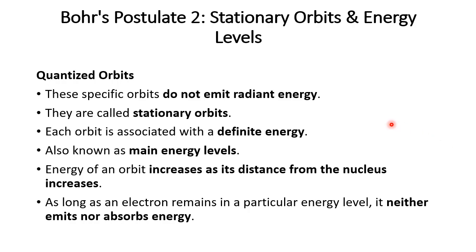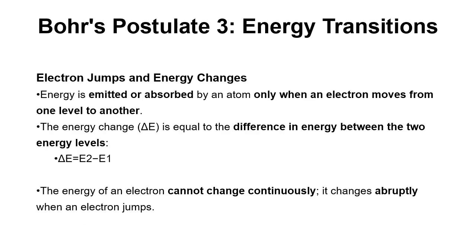Bohr's postulate 2, stationary orbits and energy levels, that is, quantized orbits. These specific orbits do not emit radiant energy, so they are called stationary orbits. The electron stays in those orbits. Each orbit is associated with a definite energy, also known as energy levels. The energy of an orbit increases as its distance from the nucleus increases. As long as the electron remains in a particular energy level, it neither emits nor absorbs energy.